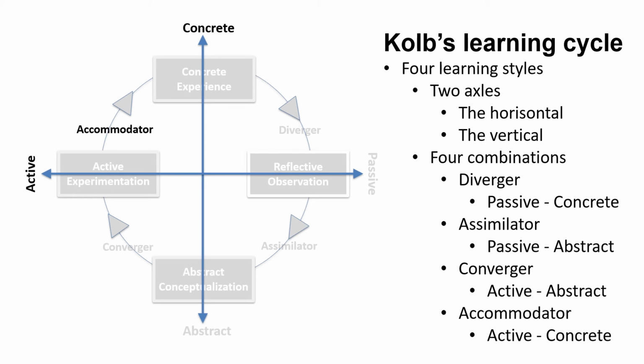The Accommodator is placed in the upper left corner of the model and combines active and concrete, uses trial and error rather than thought and reflection, good at adapting to changing circumstances, solves problems in an intuitive trial and error manner such as discovery learning. An accommodator tends to be at ease with people.